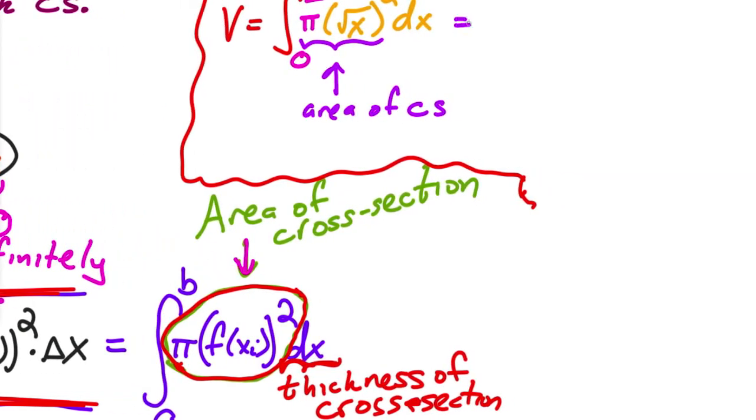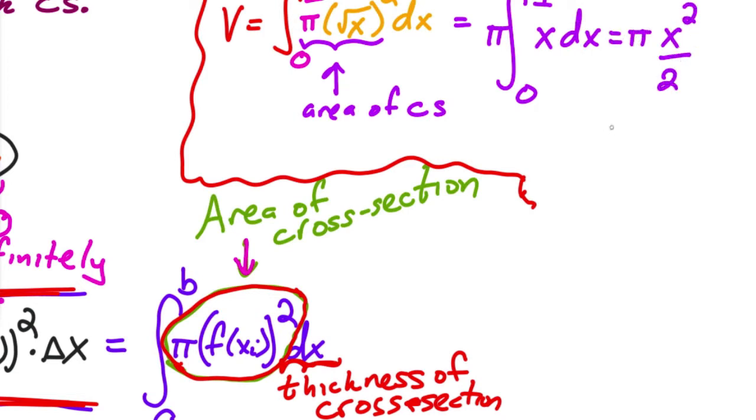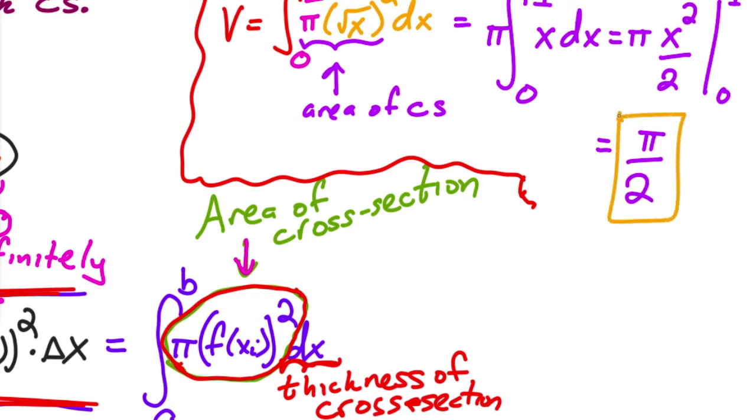So let's just finish it off here. This is the integral from 0 to 1 of, and I'm going to put the pi outside, square root of x squared, which is just x, dx. And so this is equal to pi times x squared over 2, evaluated from 0 to 1, and so this is simply pi over 2. Wow, that's crazy awesome.